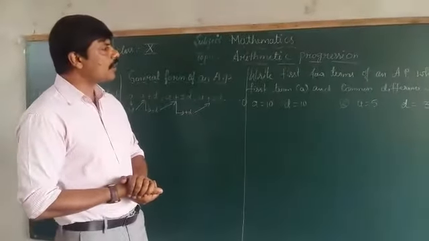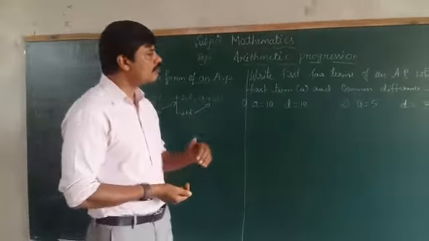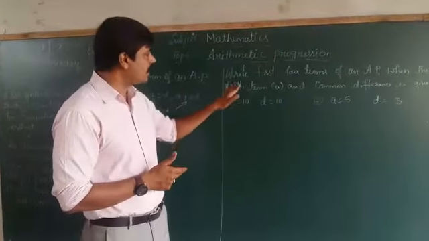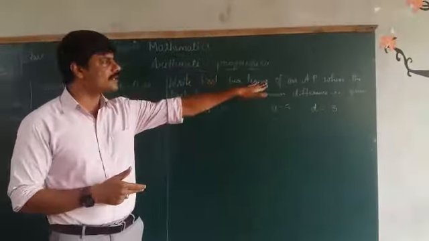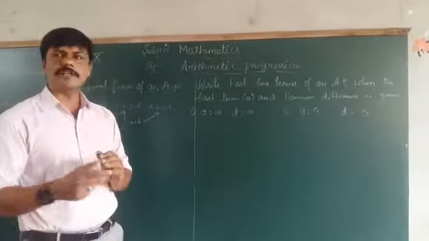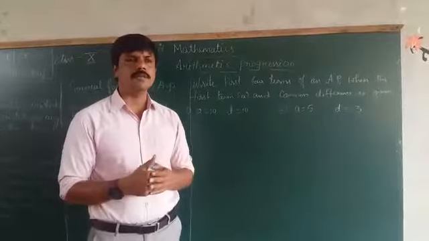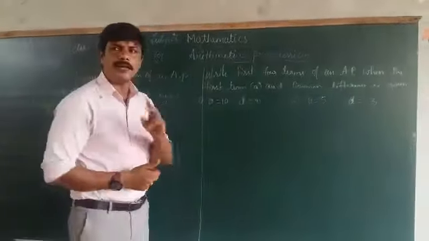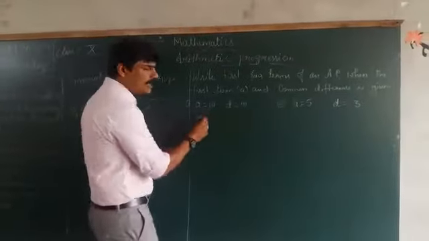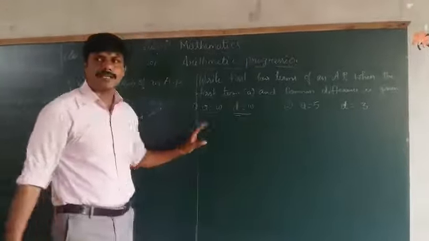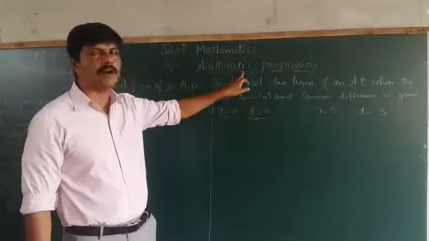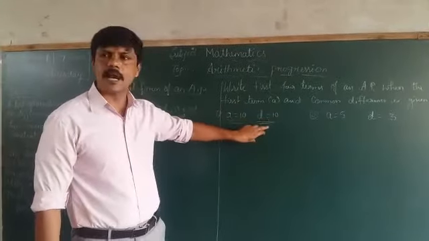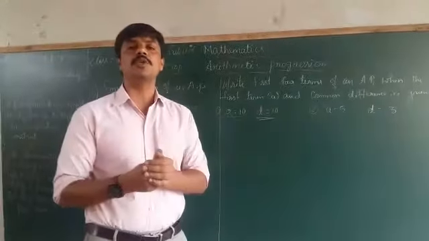Today we are going to learn how to frame, how to form the arithmetic progression. For example, here is given: write the first four terms of an AP. Not only four terms, you can write any n number of terms if you know only two things, that is the first term and the common difference, because these are the main raw material required for an arithmetic progression.